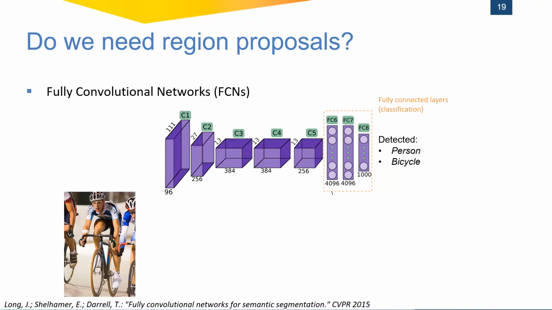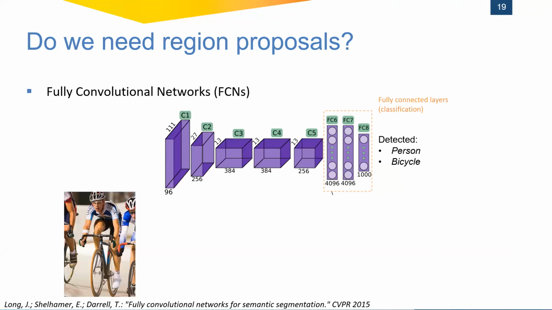So at the end you have, for example, a data set with 1,000 possible classes, and you have one output unit computing the level of confidence that the network has that a certain category is present in your image or not. So for example, a person and a bicycle here in this image.